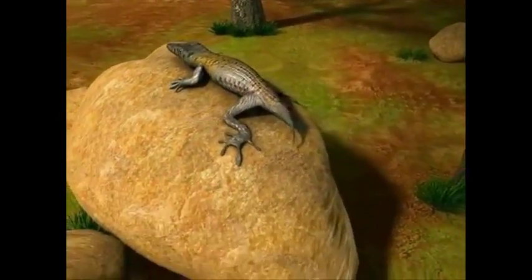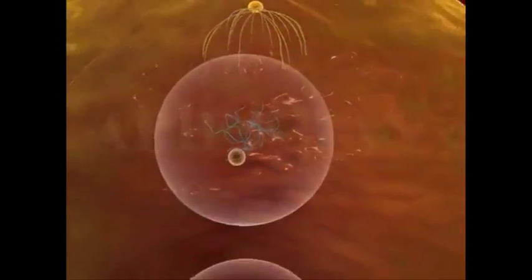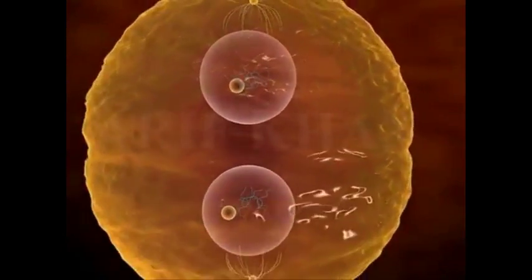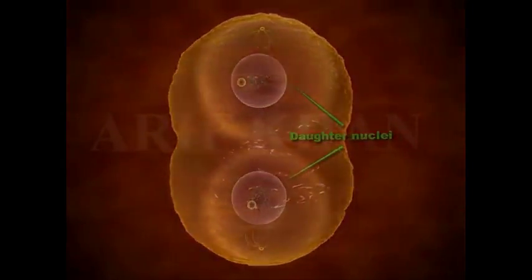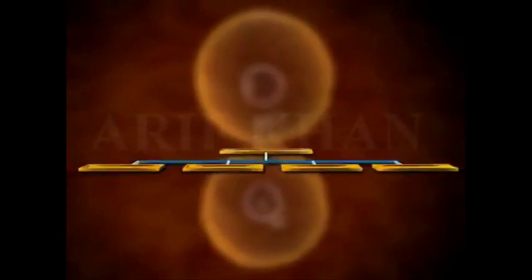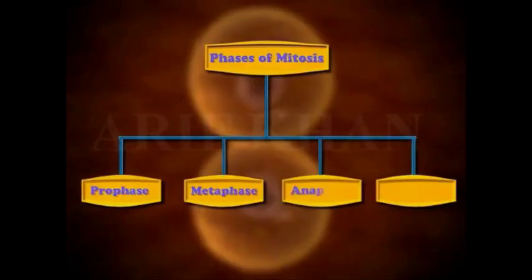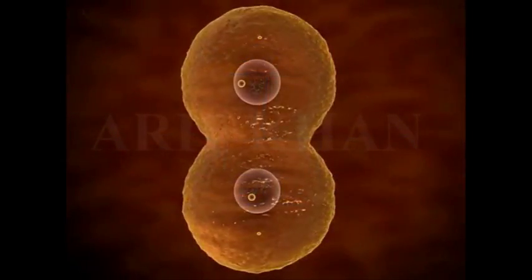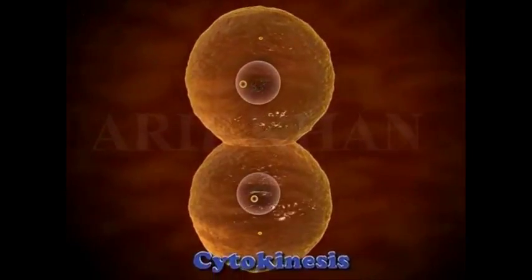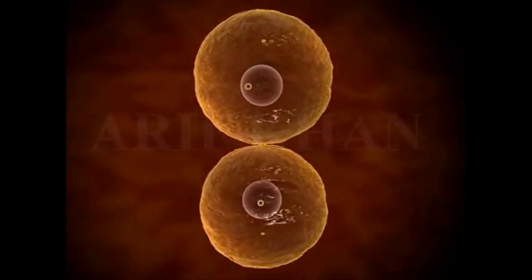Mitosis is a process of cell division that makes possible regeneration of body parts. To elaborate, mitosis is the separation of nuclear chromosomes into two identical daughter nuclei. It is divided into four key phases: prophase, metaphase, anaphase, and telophase. An additional phase called cytokinesis occurs after the complete nuclear division.